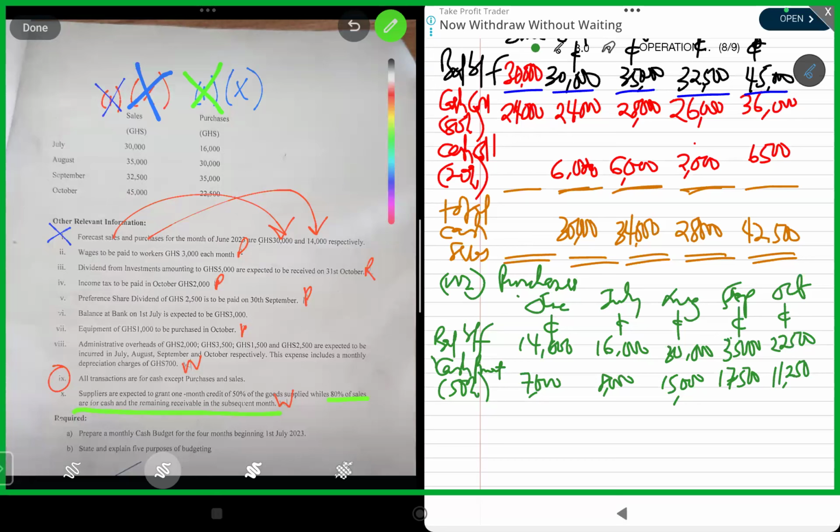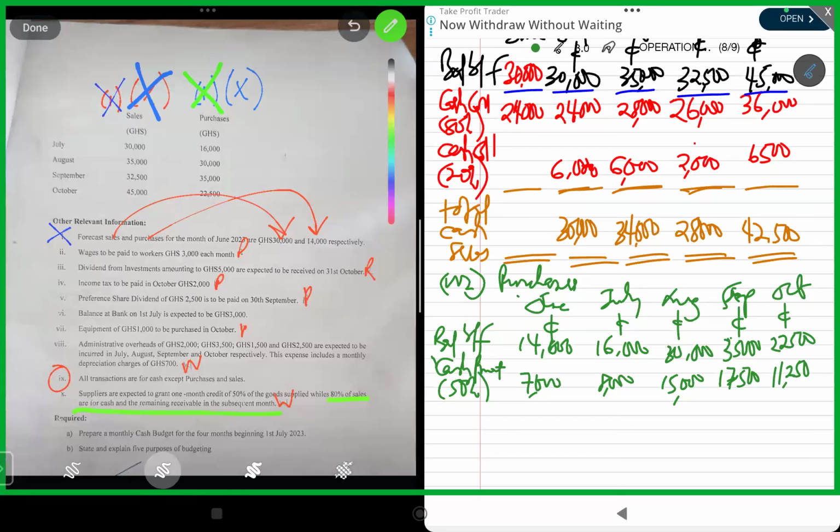When next will the business earn money? When next will the business pay cash again? Okay, it's in the question. Let me see. In October.